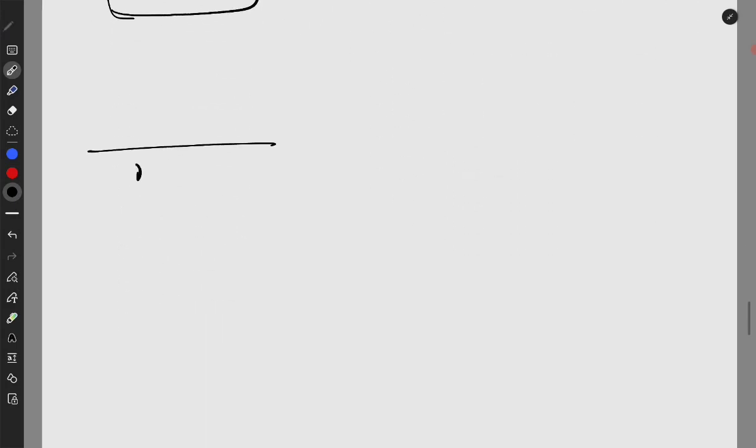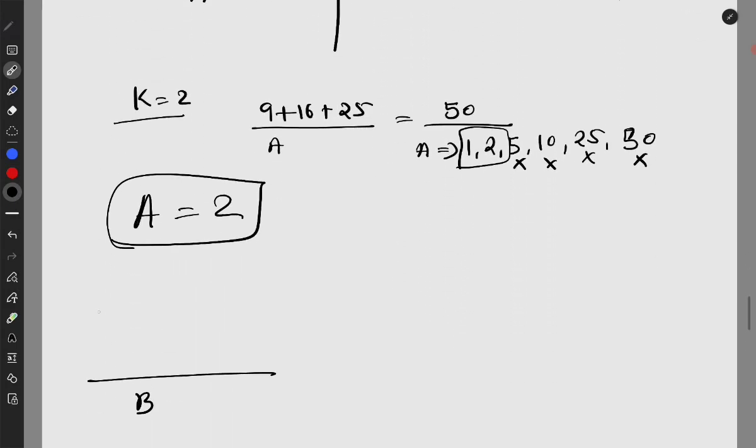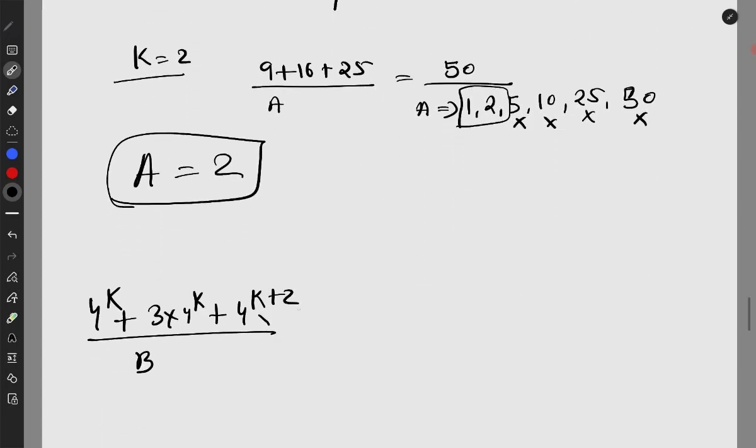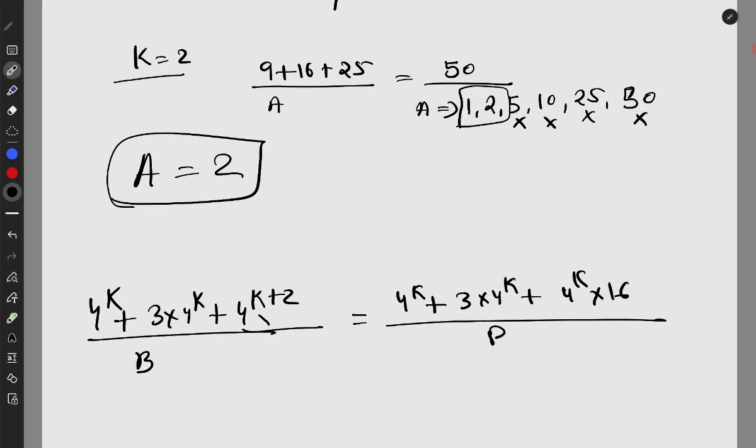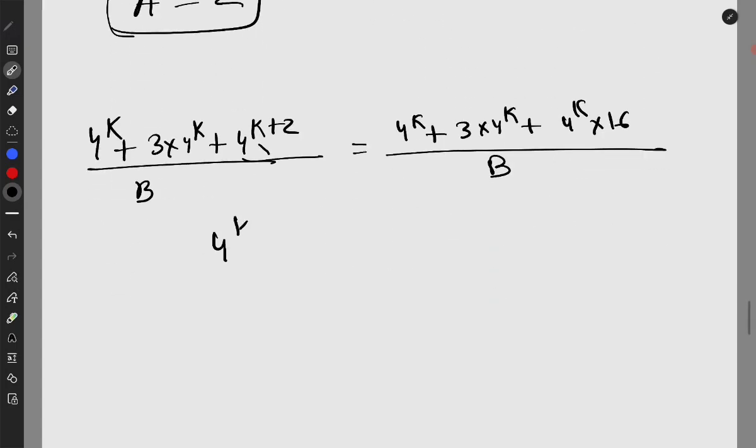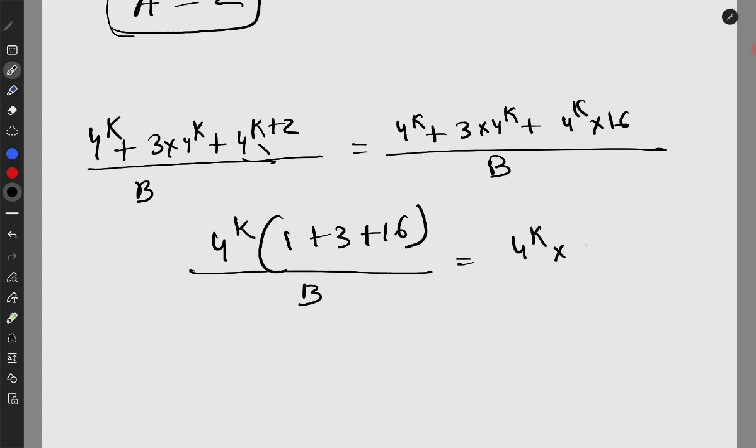Now b divides this number 4 to the power k plus 3 into 4 to the power k plus 1 plus 4 to the power k plus 2. Now we can write this as 4^k plus 3 into 4^k into 4 plus 4^k into 16. It's a simple property. You can take 4^k common. You will be left with 1 plus 12 plus 16 divided by b. So 4^k into 20 divided by b.